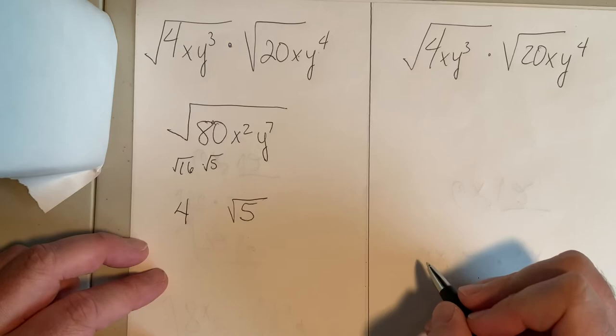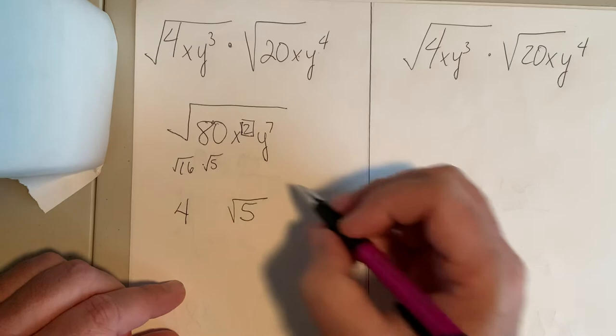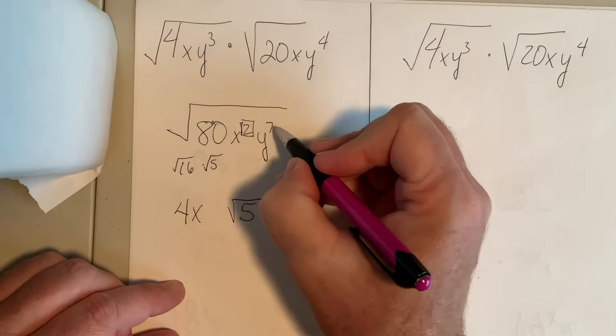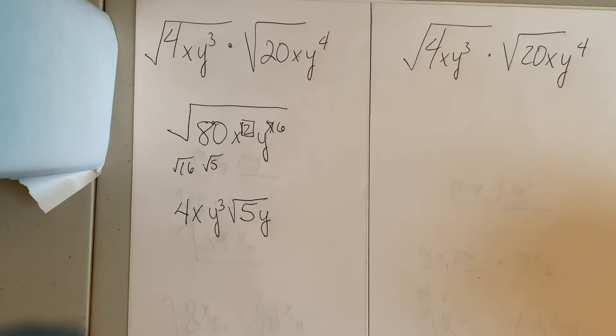All right, now let's go in and mess with these variables. X squared, all right, that's a perfect square. I like to put squares around it, you know, so to show it's a perfect square. Well, what we know to do is just half it. X, there we go. Odd. One of you has to stay behind. So now that's y to the sixth. Half that. Y to the third. And you're done. This is in simplest form.